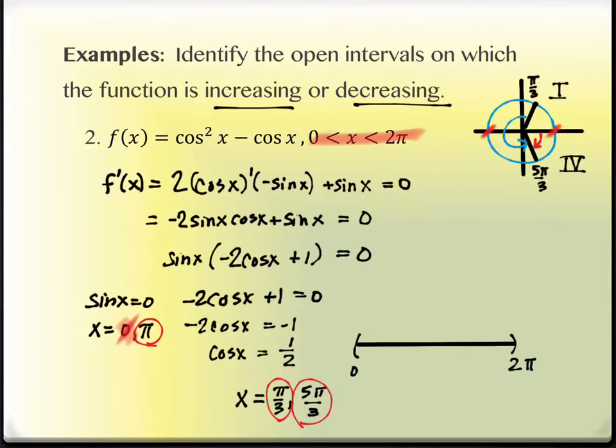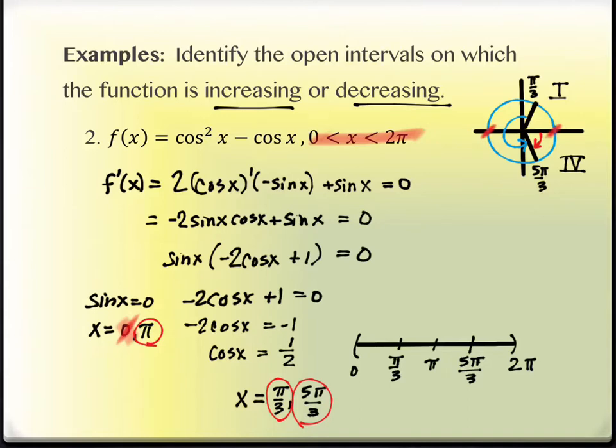So which one comes first of the 3? Pi over 3. And again, we're not trying to get the measurements to be perfect or anything. We're just trying to put them on here to give us some intervals. What's second? Pi, leaving my 5 pi over 3 last.